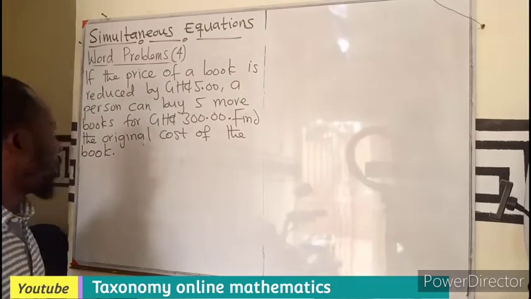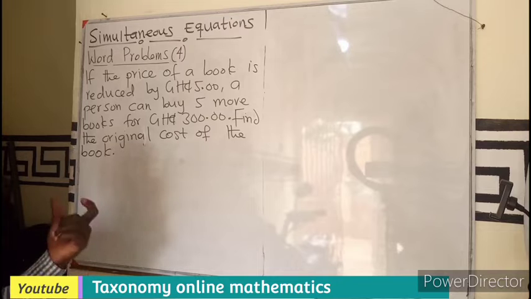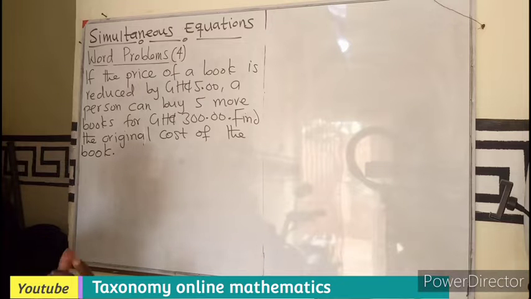We have: if the price of a book is reduced by 5 Ghana cedis, a person is able to buy 5 more of the books and pay 300 Ghana cedis. So we have to find the cost of the original book, or the price of the book.